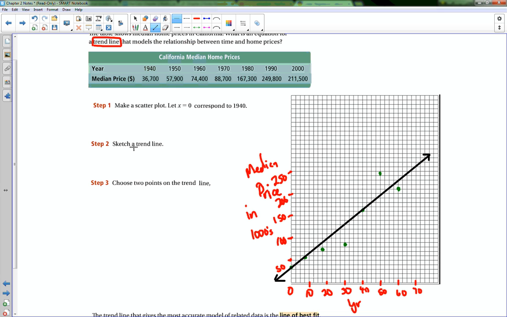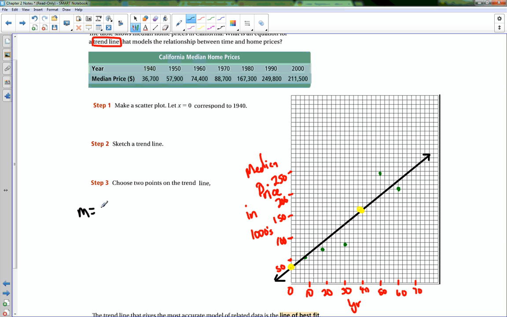So step number 2 is sketch a trend line. Make sure it's a line, so make sure you use a ruler. And then let's choose 2 points on the trend line, and I'm going to choose this point here and this coordinate here, and we are going to use those 2 points to write the equation of the line. We spent all last chapter practicing that, so let's do that. So the slope, not last chapter, but the last section.